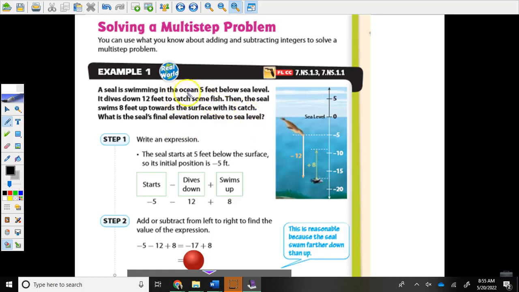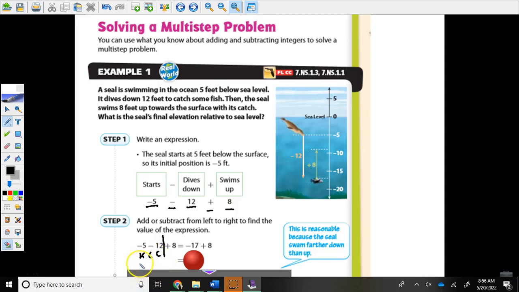So a seal is swimming 5 feet below sea level. So it starts at -5, okay? Then it's going down 12 feet, so that'll be minus 12 feet. And then it swims 8 feet up. So I'm going to add 8 to it. So first things first, let's separate this plus 8 because that's fine. That's plus 8, we're fine with that. So what we need to do is we need to KCC this -5 minus 12.